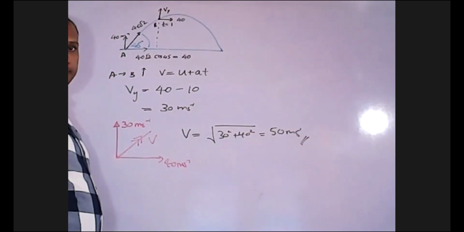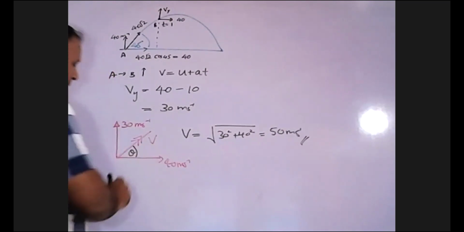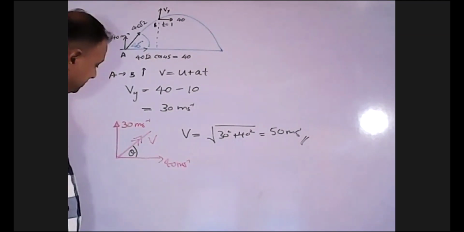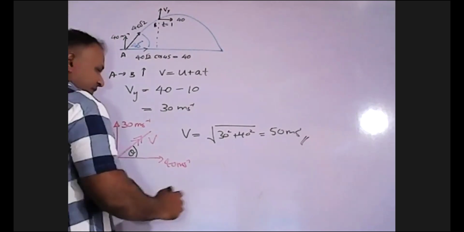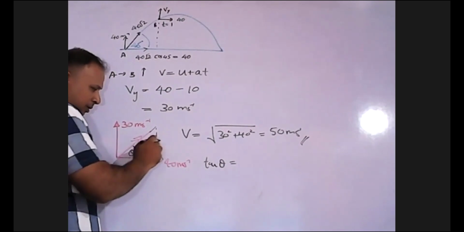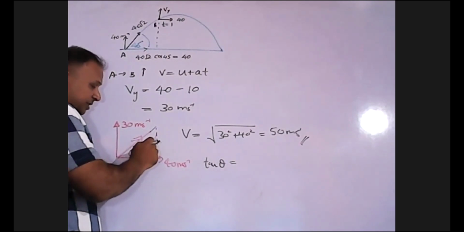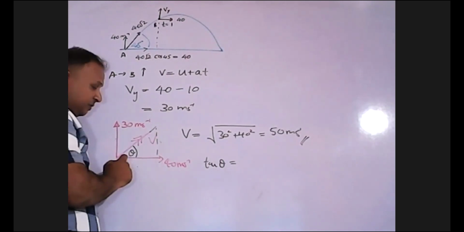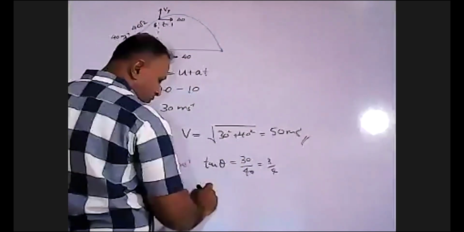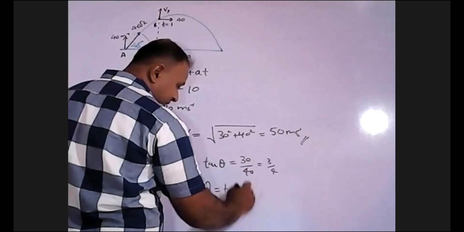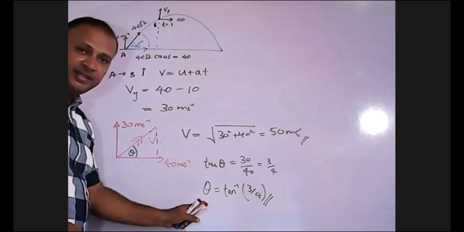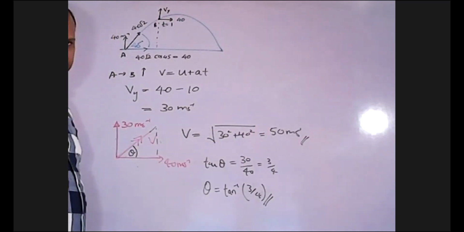Now you may also be asked for the direction. Let's say the direction is theta angle to the horizontal. Now I can find the tan theta value. Tan theta is opposite side over adjacent side. The opposite side is 30 and the adjacent side is 40. Therefore 30 over 40 is 3 over 4, so theta is equal to tan inverse 3 over 4. That is the direction, and that is the magnitude.